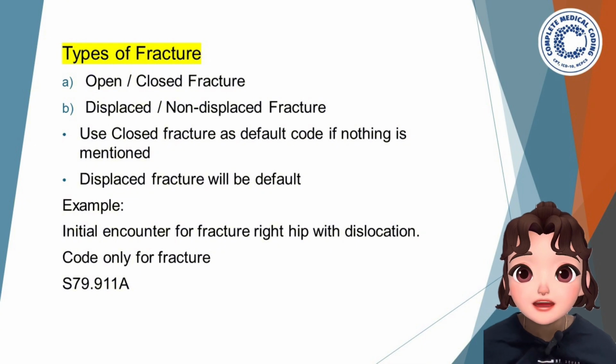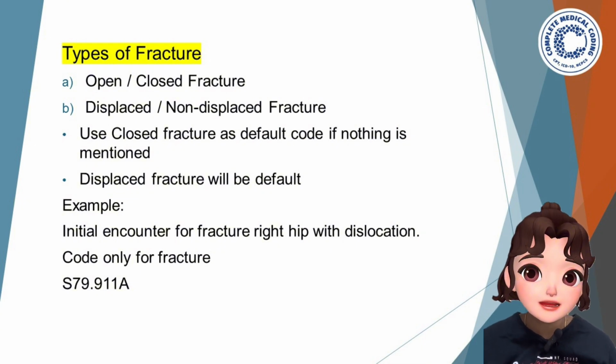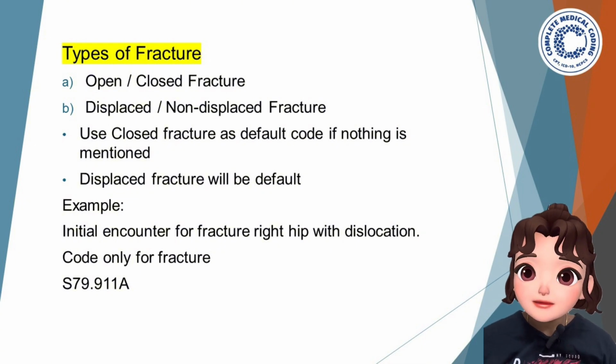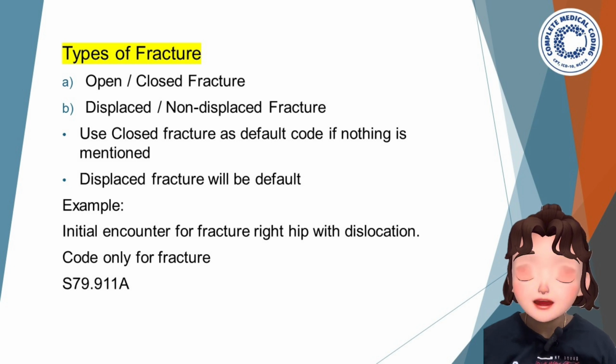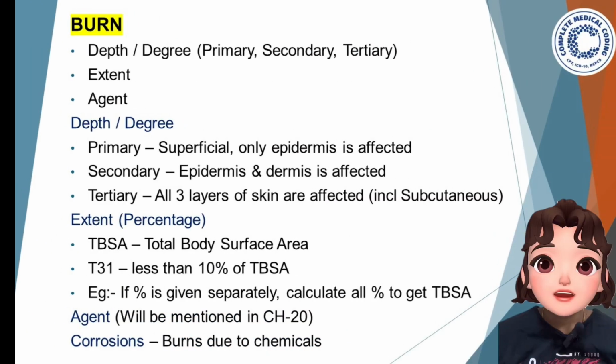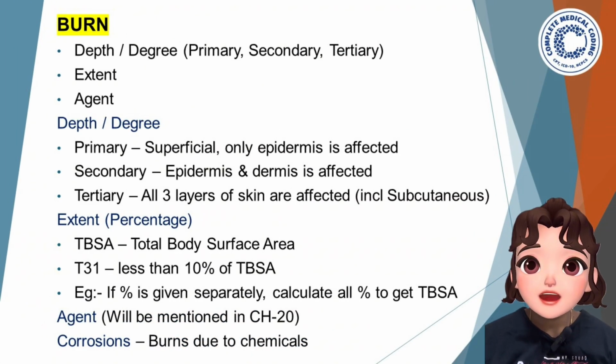Fracture of right hip with dislocation. So, we will code only the fracture, and the code for fracture is S79.911A. This is just an example for your understanding. Okay. Now, let's move to burn.